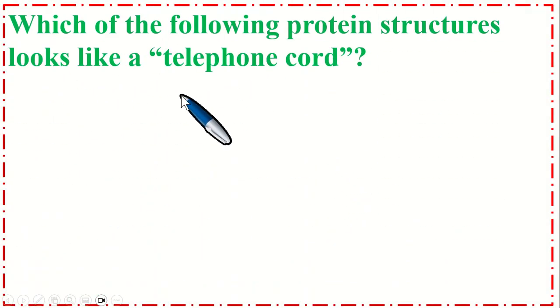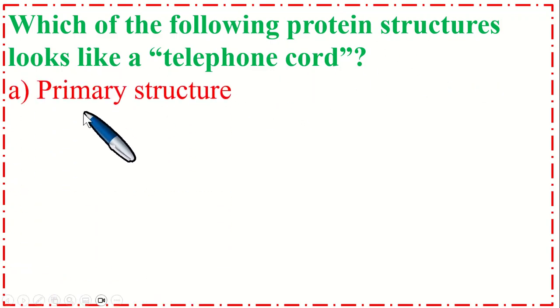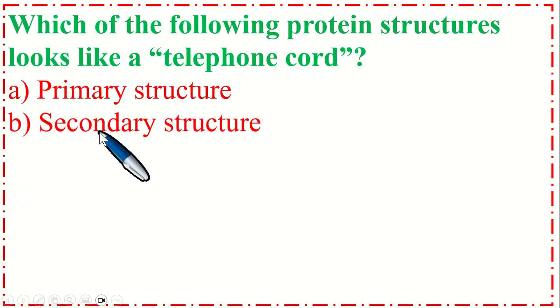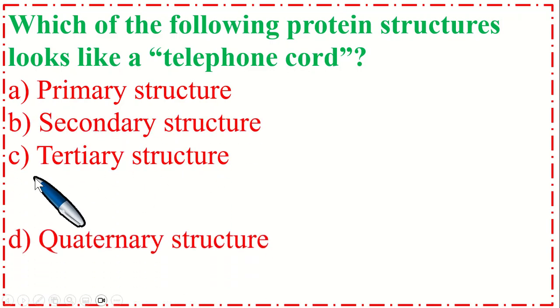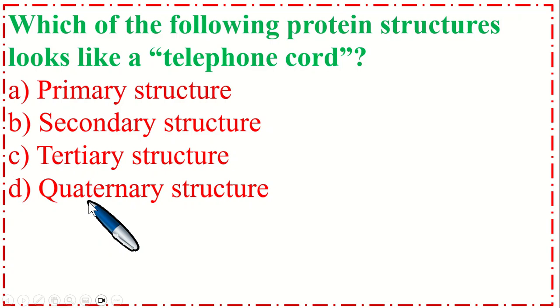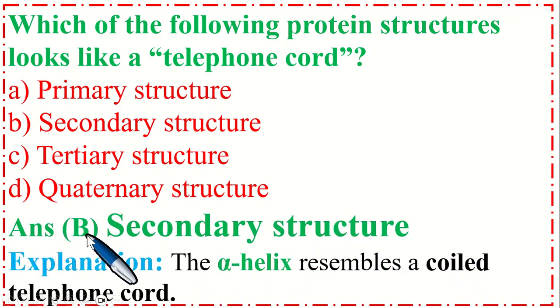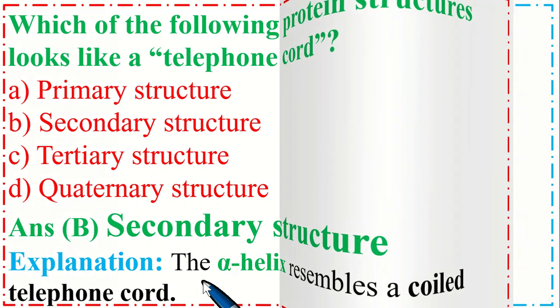So this is very important MCQs. Which of the following protein structures looks like a telephone cord? Option A primary structure, B secondary structure, C tertiary structure and option D quaternary structure. So the correct option is B, secondary structure. The alpha helix resembles a coiled telephone cord.